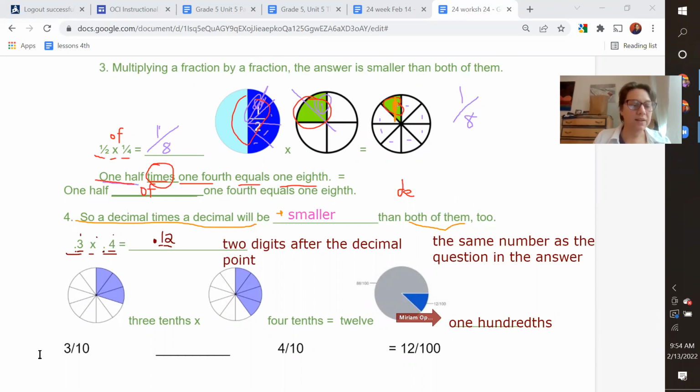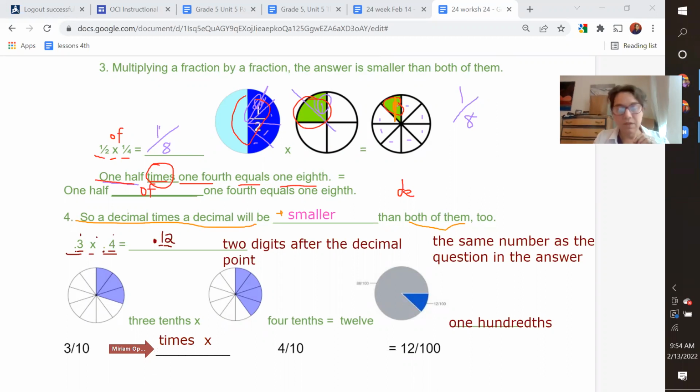It's the same thing that we were doing just now. 3/10, which is 3/10, which is 3/10. All of these are the same. 3/10 times 4/10 equals 12 100ths. So what should you write here? You have to write times, right?